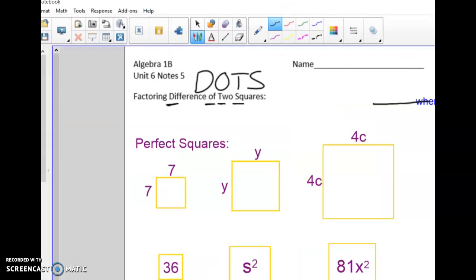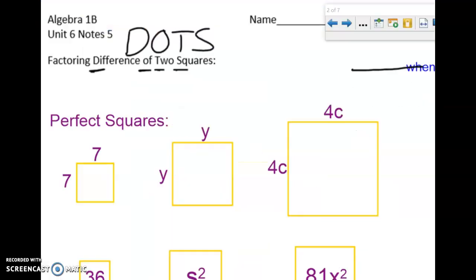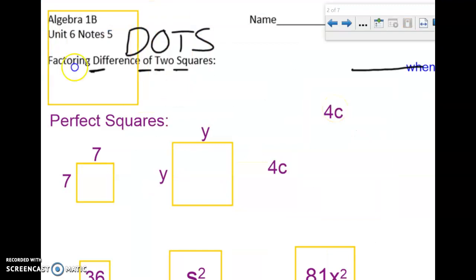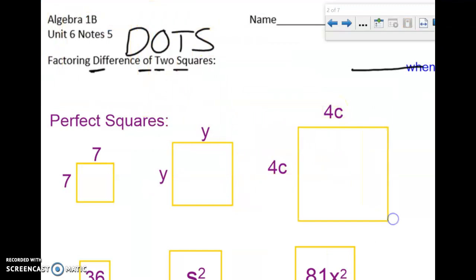What does this mean? It means when two binomials only differ by their sign. So we're going to have two terms, two of those, and the only difference is an adding and subtracting sign. And we'll get to more of that in a second. But first we have to understand what the difference of perfect squares are.